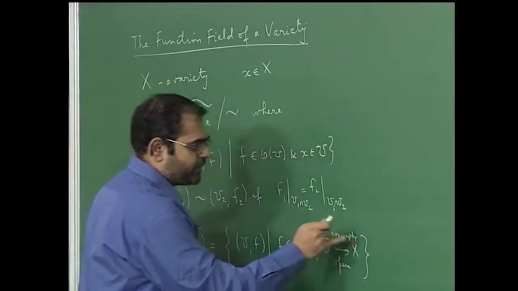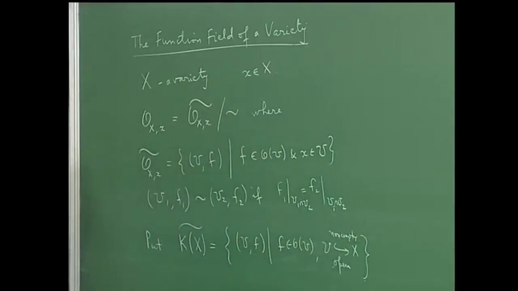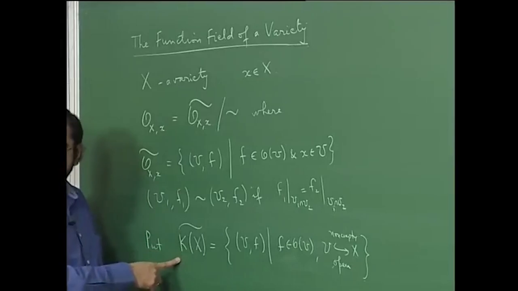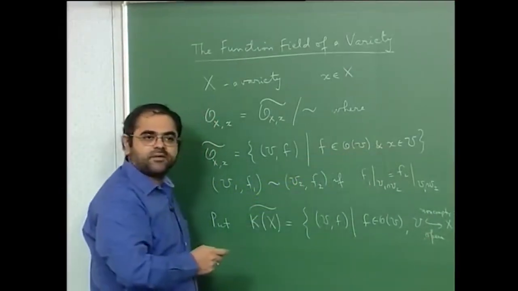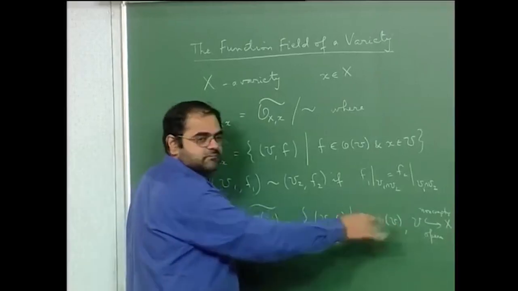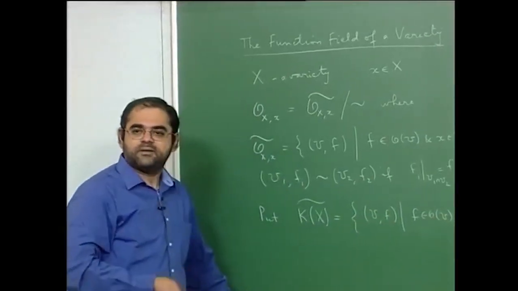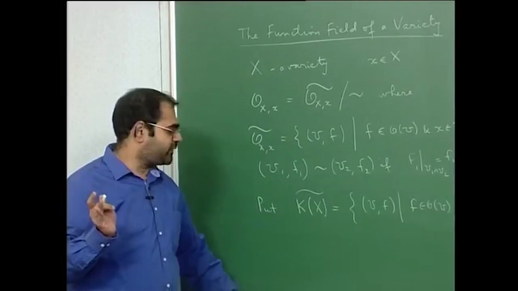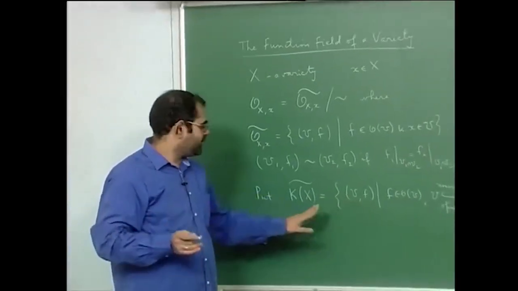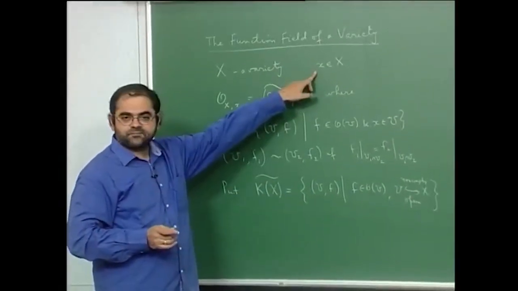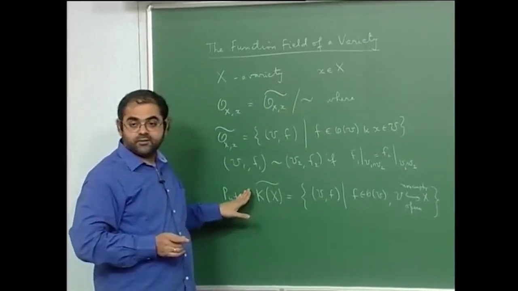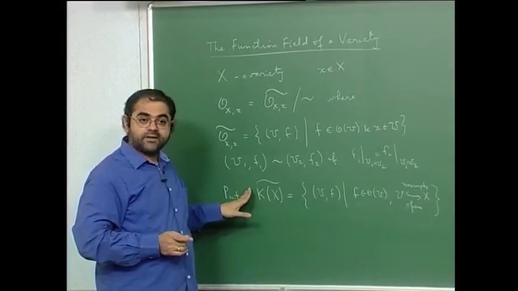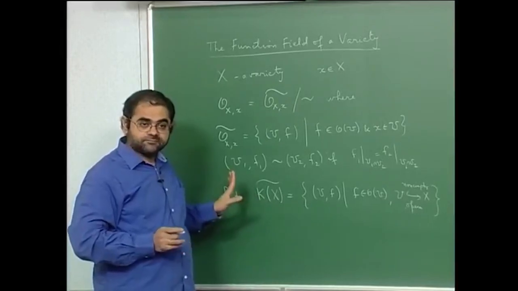Now you see, what is the difference between this and this? The difference is that here you are only taking open neighborhoods of the point small x. But here you are simply taking any non-empty open set, and you are taking a regular function on that. So you just drop attention to a point, and lo and behold, you repeat the same procedure, and what you get is not a local ring, you get a field.